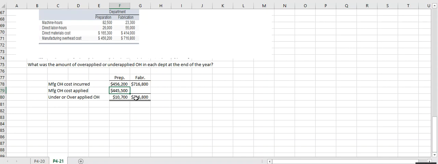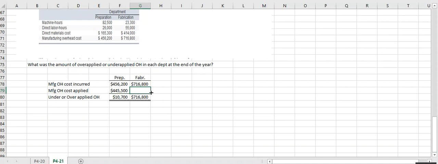What that's telling us is that every time we used a machine hour, we charged the company, essentially, we allocated $5.40 of overhead. So every time we used a machine hour, we said we're going to allocate $5.40. We did that 82,500 times at $5.40 an hour, which gives us the total overhead that we applied.